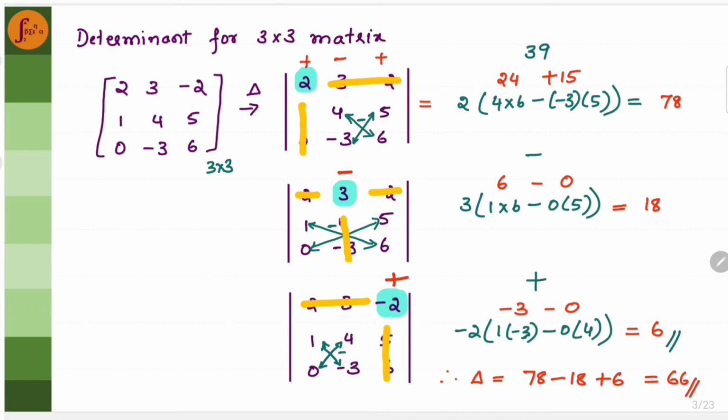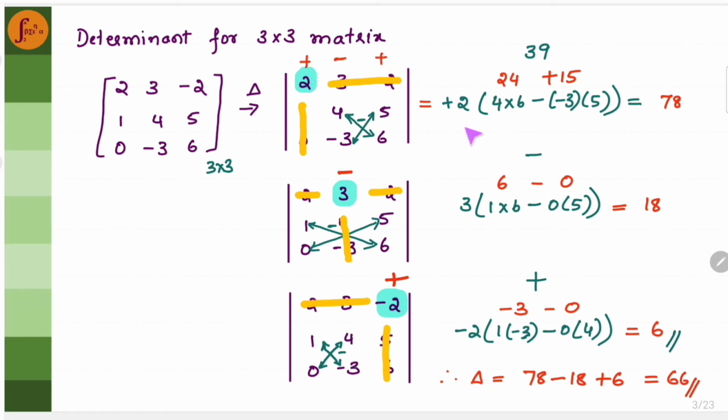Now one thing we'll have to remember is every number will have an alternate sign. It starts with plus. The first number will have plus, the second number is minus, the third number is plus. So here you will be taking plus 2, here you'll be taking minus 3, and the third element is plus. You'll always have to remember plus, minus, plus.